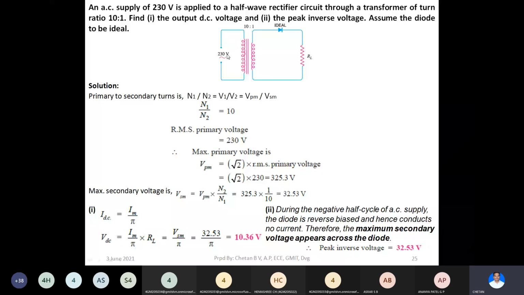So from this, what we have done is first we have obtained the peak value of this voltage, and after obtaining the peak value, we have used this ratio, that is N1 by N2, which is equal to VPM by VSM. VPM is peak voltage at the primary winding, VSM is peak voltage at the secondary winding. So using this ratio, we have found out the peak voltage at the secondary, which is around 32.53. And after this, we calculated the remaining parameters.